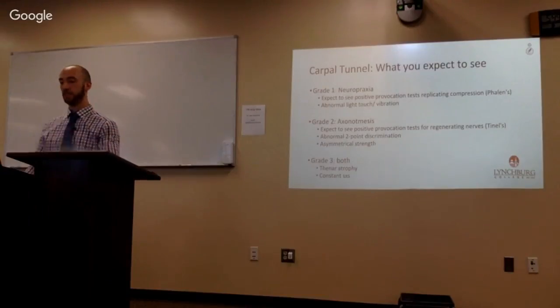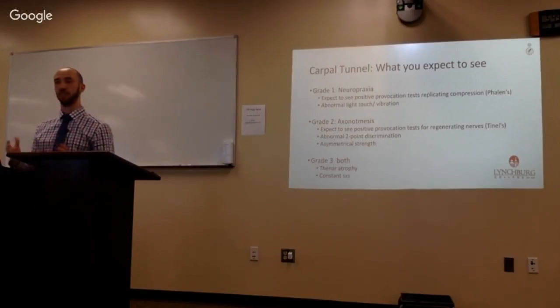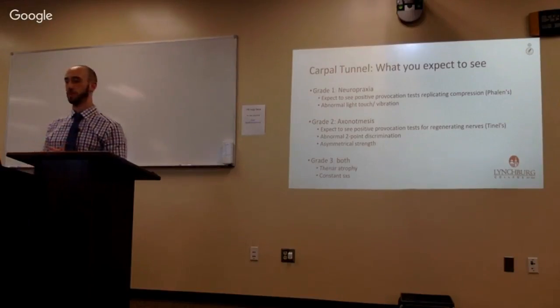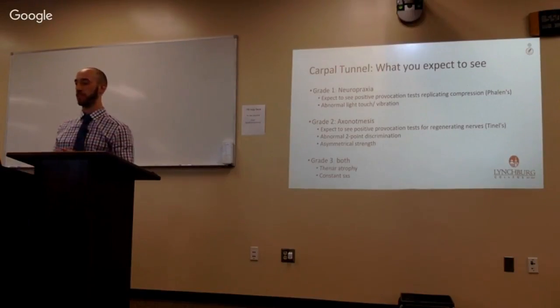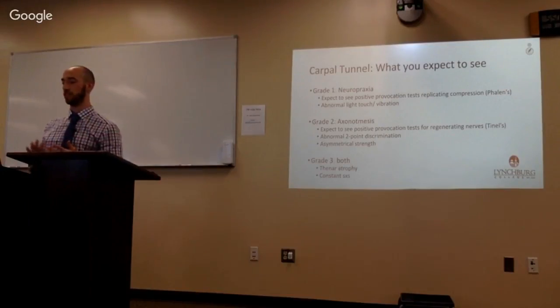So what you'll expect to see can vary based on the grade of the damage. Neuropraxia, which is demyelination to the nerve, you may get a positive provocation test that replicates compression, like Phelan's. You might also have abnormal light touch and vibration. Grade 2 would be axonotmesis. This is damage to the nerve, the axon itself. And so here you would get a positive provocation test for regenerating nerves, like positive Tinel's. You might also get abnormal 2-point discrimination or asymmetric strength.